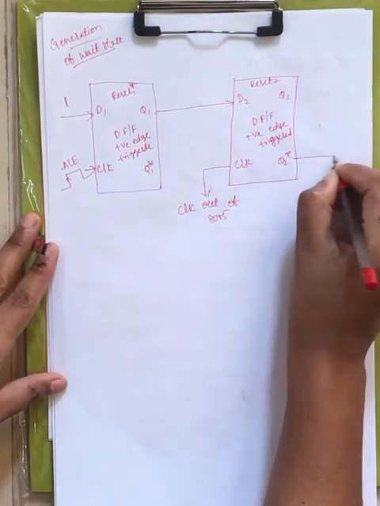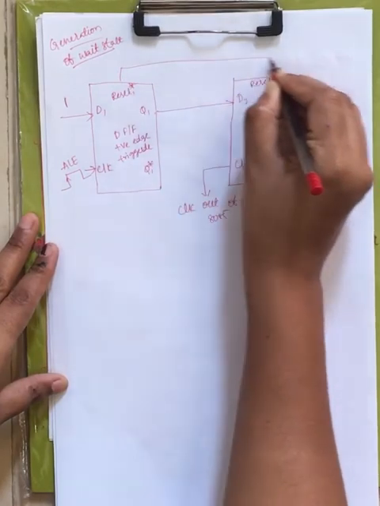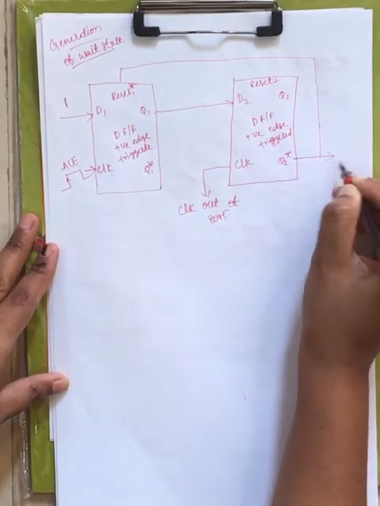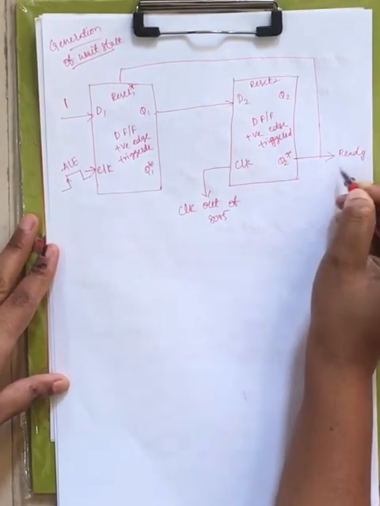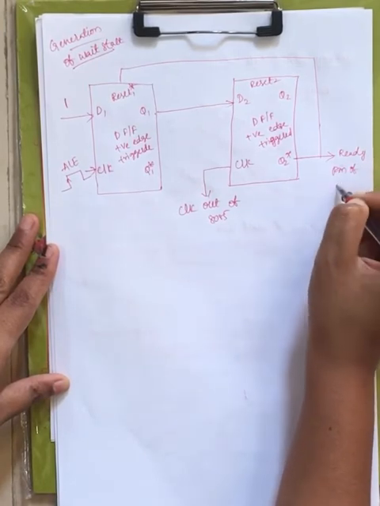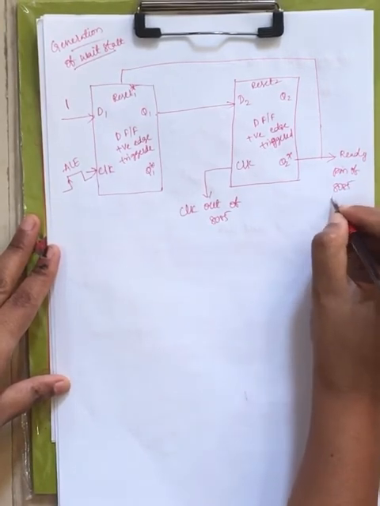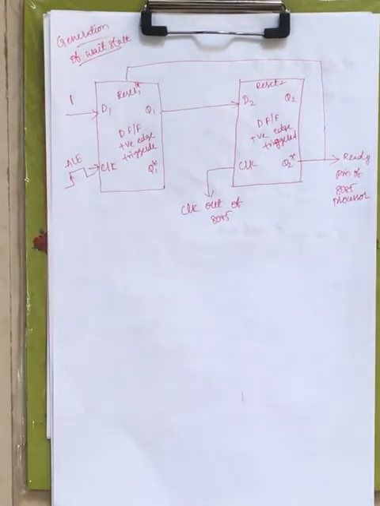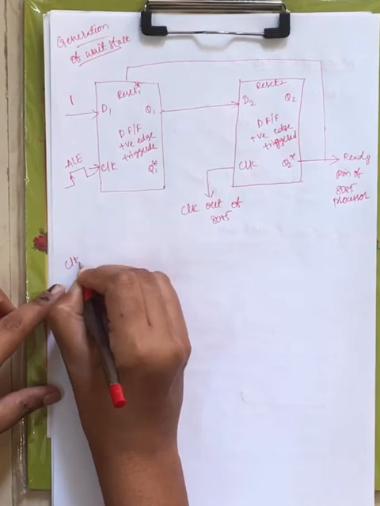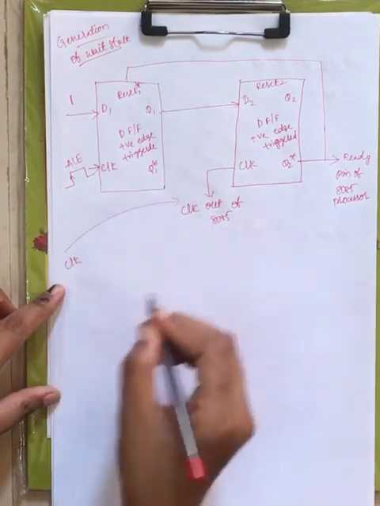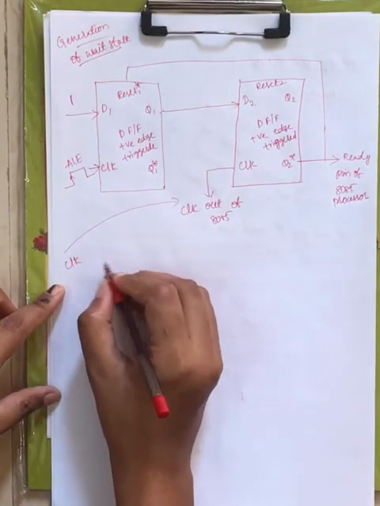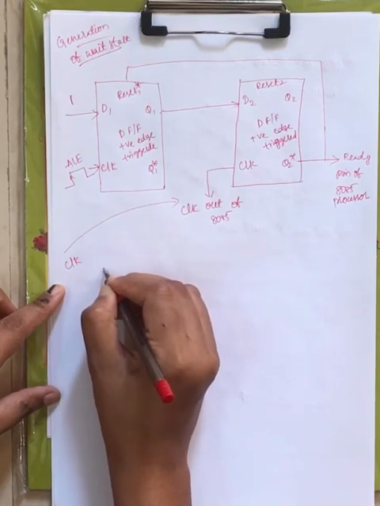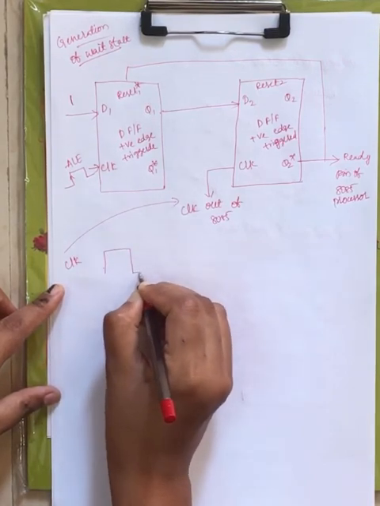Now we have Q2, along with reset 1. This is given to the READY pin of the 8085 processor. This is a block diagram to generate a wait state. Now I am drawing the clock signal of 8085. Let me draw it first.